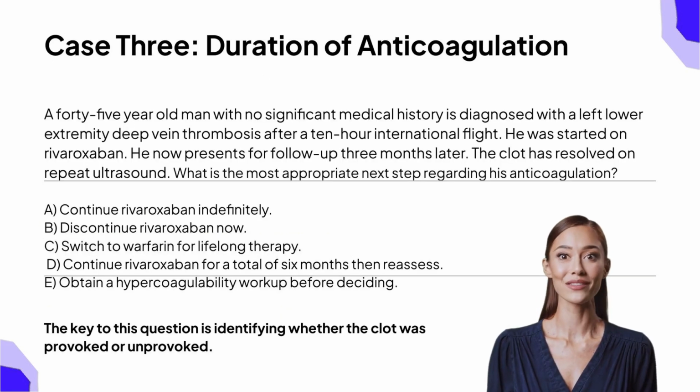Here is Case 3, testing anticoagulation duration. A 45-year-old man with no medical history gets a deep vein thrombosis after a 10-hour flight. He completed 3 months of rivaroxaban and the clot resolved. What do you do next?